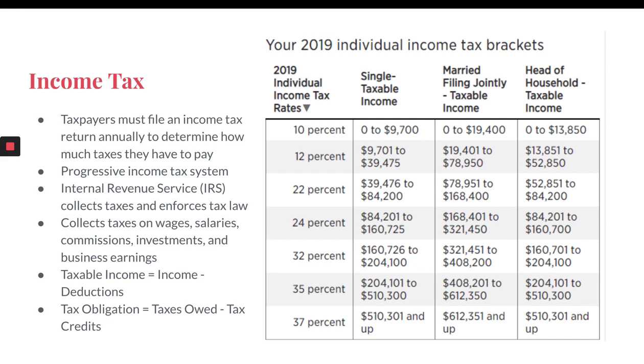So the Internal Revenue Service, or the IRS, collects taxes and enforces tax law. They collect taxes on wages, salaries, commissions, investments, and business earnings. So your taxable income, if you want to get that definition, since we just talked about it, is equal to your income minus your deductions. And then your tax obligation is equal to the tax owed minus your tax credits. That's just helpful to know. Both of these definitions are helpful to know when you're looking at your tax return and filing your tax return annually.